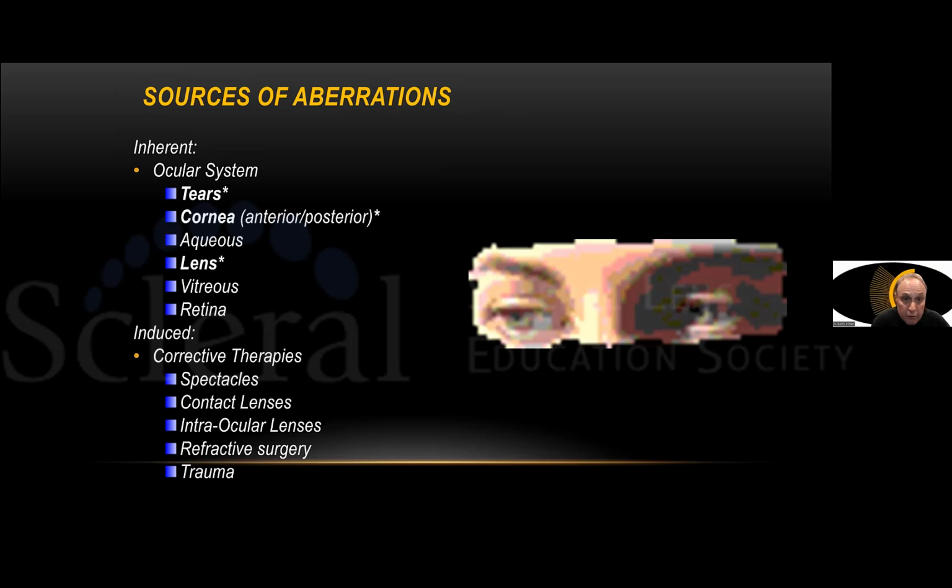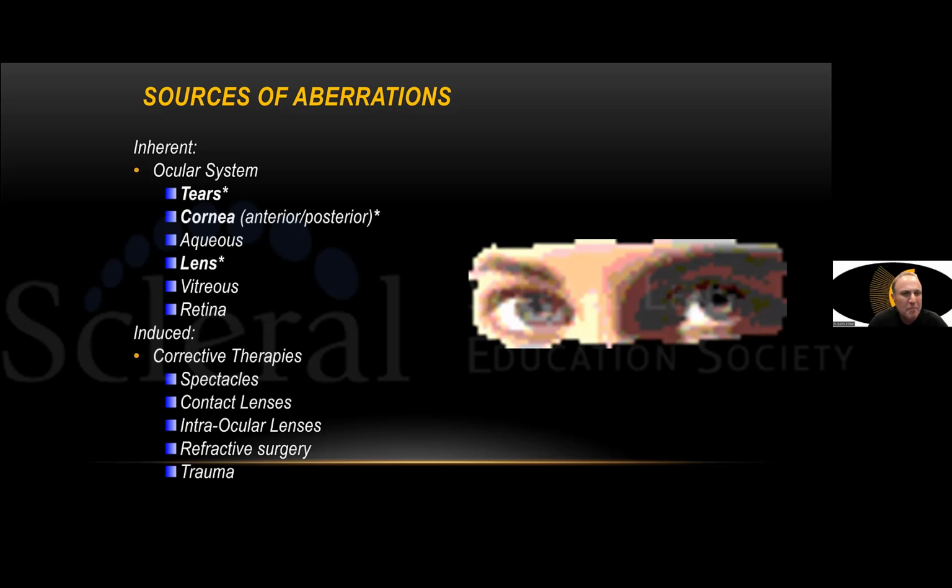Those include the tears, and believe me, they can have a significant impact on aberrations, high order aberrations. Secondly, the cornea. Keeping in mind when we talk about cornea, we need to talk about the anterior and the posterior shape of the cornea, as well as what happens in the stroma in cases, for example, of scars that can induce high order aberrations as well.